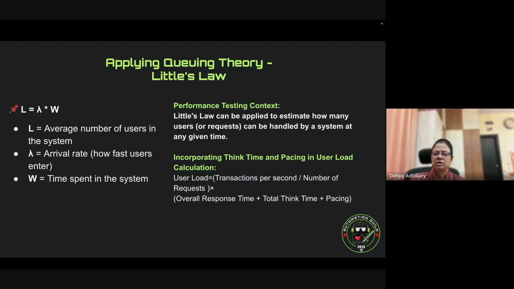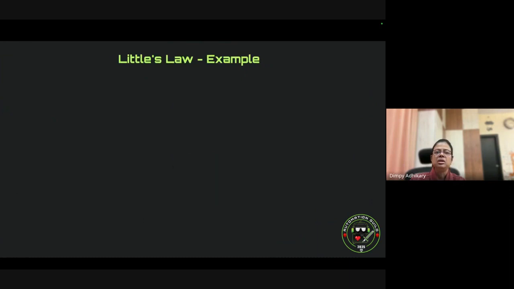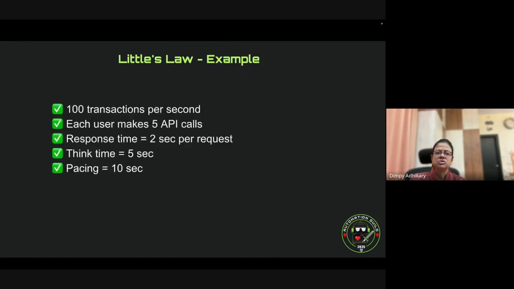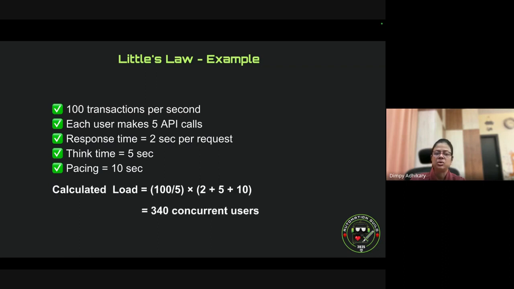So if I combine all this together in an example, it will look like this. Suppose you have 100 transactions per second, and each user makes 5 API calls. The response time is 2 seconds per request. Think time is 5 seconds. Pacing is 10 seconds. Then the calculated load will be around 340 concurrent users.